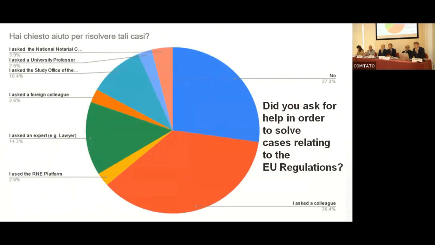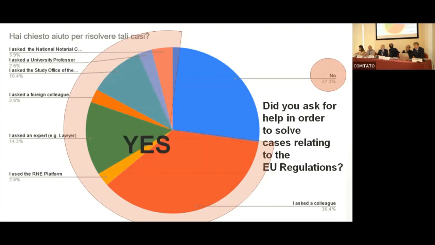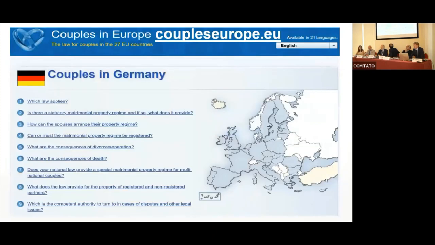I come back every time to the question where you provided your answers. Did you ask for help in order to solve these cases related to the regulations? About 30% said no. All the others said yes, we asked for help. For instance, I asked a colleague, or I asked a lawyer, or somebody also used the European Notarial Network platform. So apparently there is a need for help.